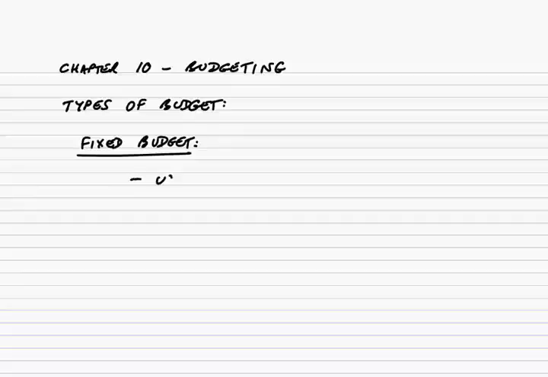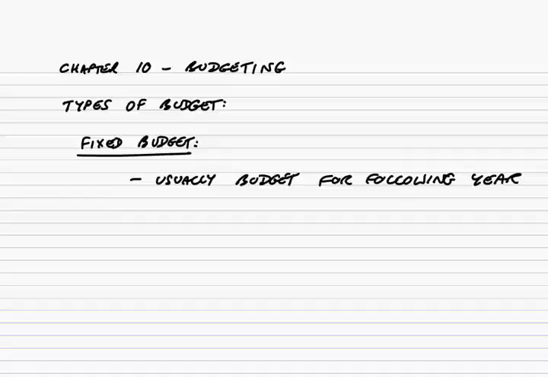It's usually a budget for the following year. And that budget we call the fixed budget. I'll explain why in 1 second. But that is your fixed budget. I'll say for a third time, it's perhaps November 2009. I've done my budget for 2010.